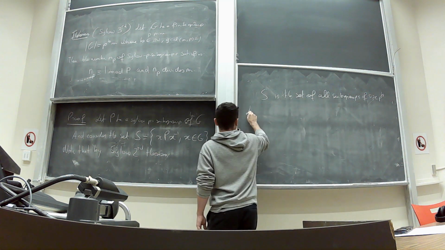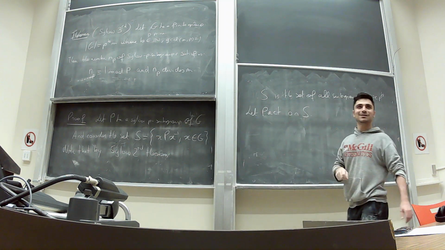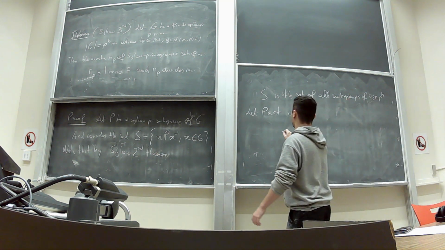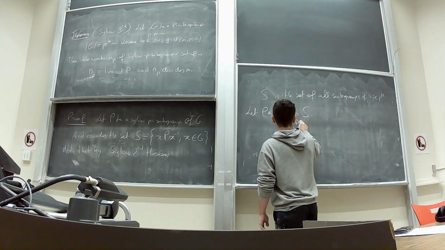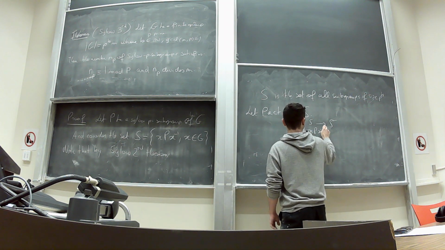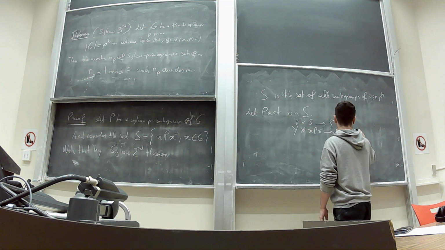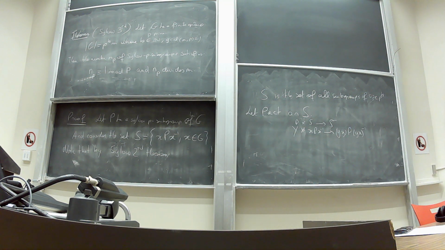Now, let P act on S. I don't want G to act on S, I want P to act on S by the following action, the regular action that you've seen in the homework. You take the map from P cross S to S, sending y and xPx inverse to y xPx inverse y inverse. This action you've seen in the homework, no? Yes. Okay.